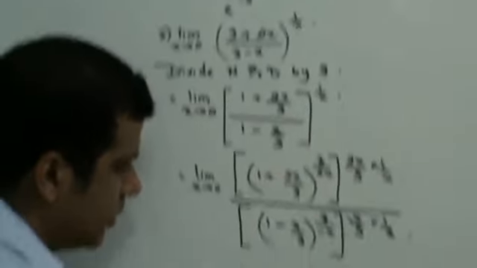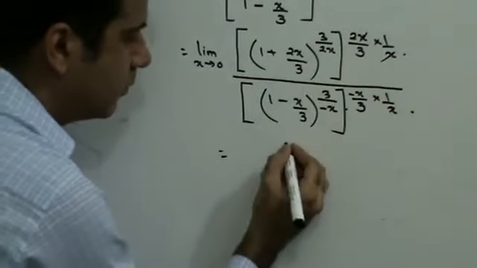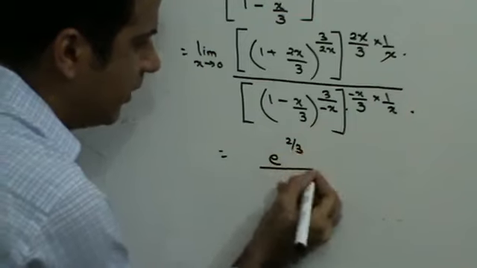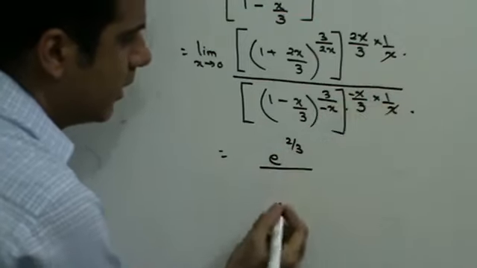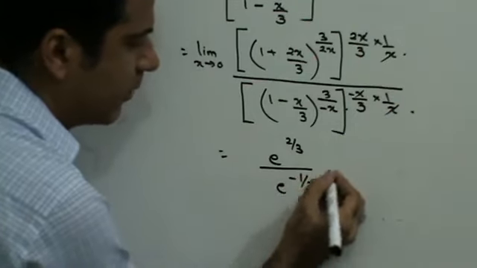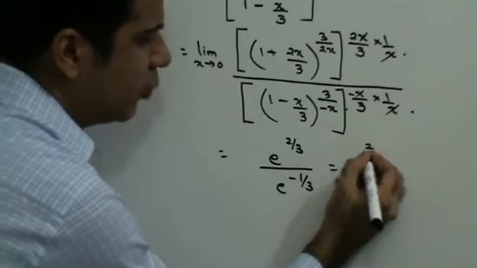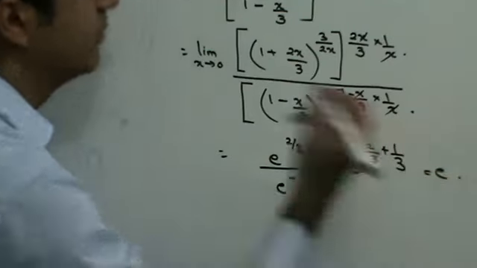Sum done. So this is going to be e, this square bracket, raised to 2 by 3, and this is going to be equal to e raised to minus 1 by 3. So this is e raised to 2 by 3 plus 1 by 3, that is 3 by 3, the answer is e. Fine. Let's move on to the next sum, guys.